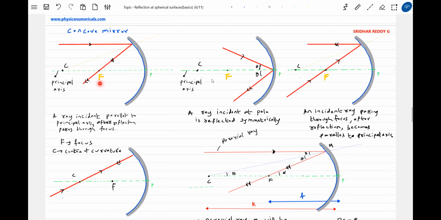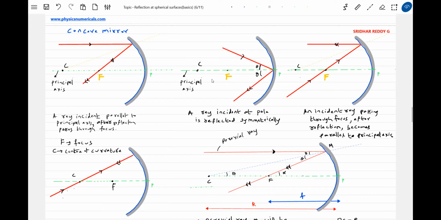The distance measured from the pole to the focus is called the focal length. That is small f. Later on, we'll define that. So this particular point is called the focus. If a ray is incident parallel to the principal axis, you see this one, there's a principal axis, these two are parallel. After reflection, the reflected ray will intersect the principal axis at a point called the focus.